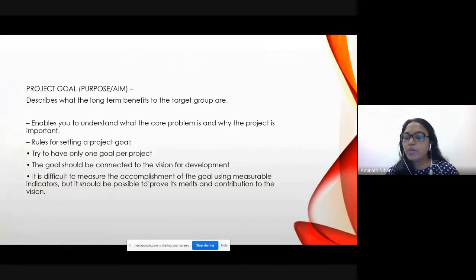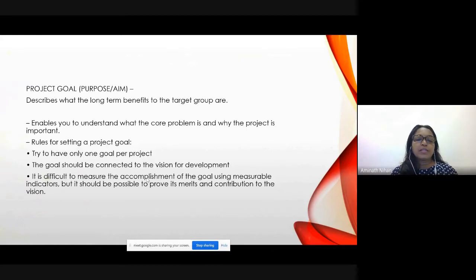Take about 15 minutes to work on these points and jot down your ideas. Okay. Now we are going to the purpose or the aims, right? So what are the long-term benefits to the target group, right? Again, this will help you understand the core problem and why the project is important.